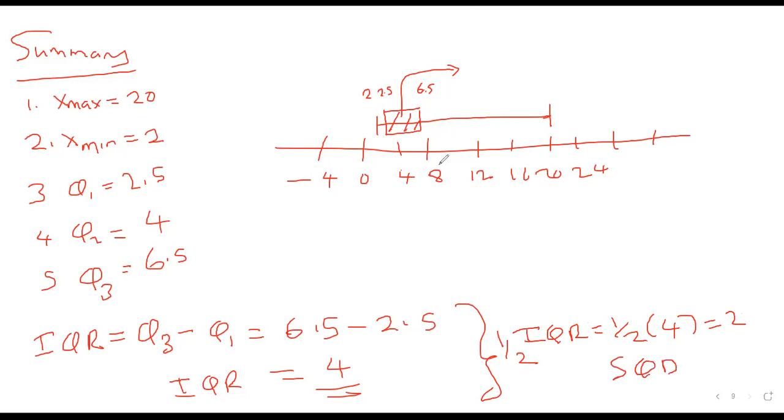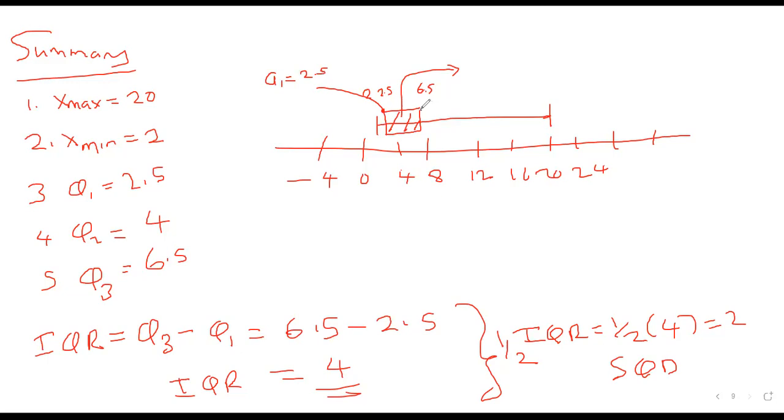So I'm just interested in how to draw this box whisker diagram. So what did we do? We identified the minimum value of x, which is 2. We put our plot there, our line there. The maximum value of x, which is 20, we put our line there. We drew this. Then this small point here is our Q1, which was 2.5.